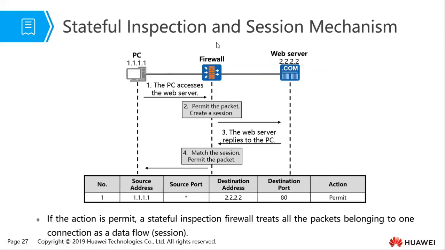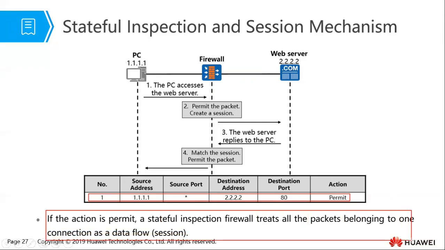I want you to see how stateful inspection does this. Now, with stateful inspection, we only need one rule. So here, for example, we are saying if a packet is coming from 1.1.1.1, it's coming from PC1 with any source port number going to the server with a destination port of 80, then permit it.